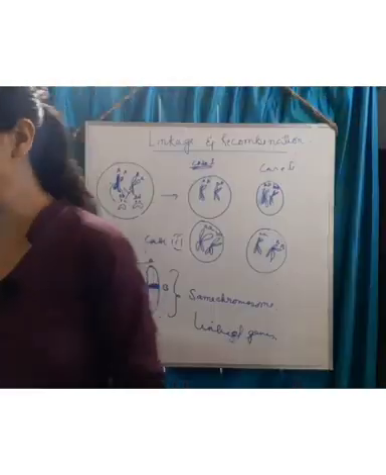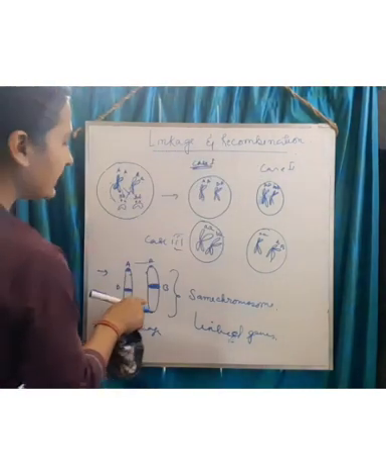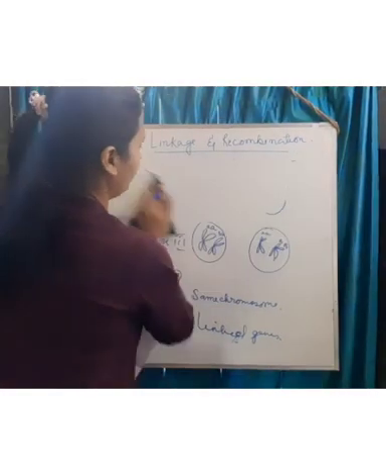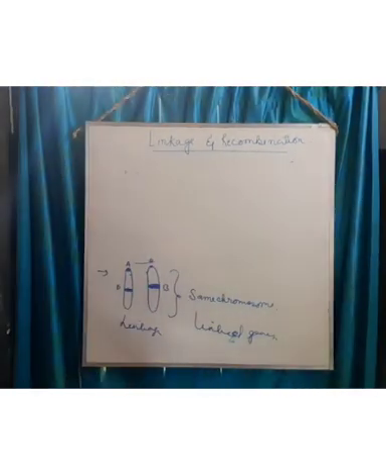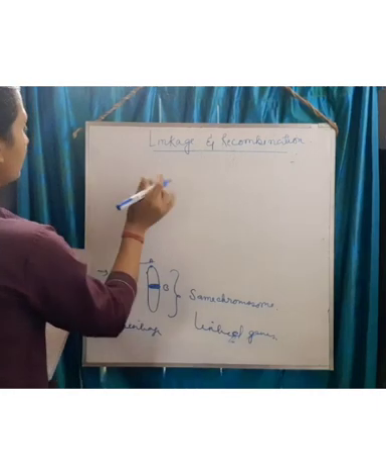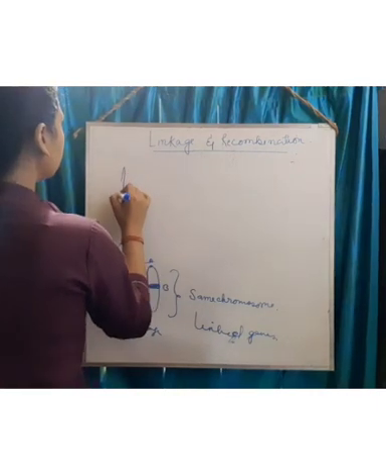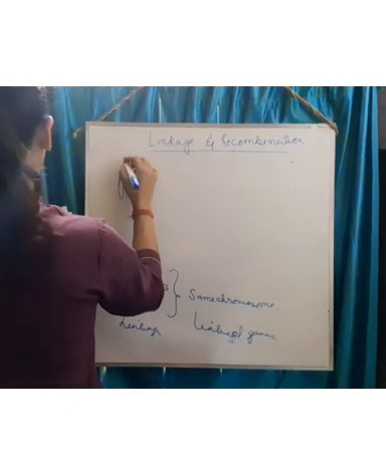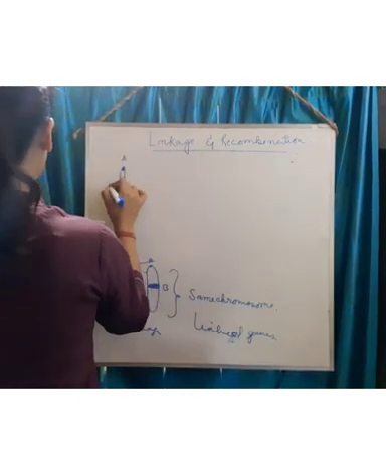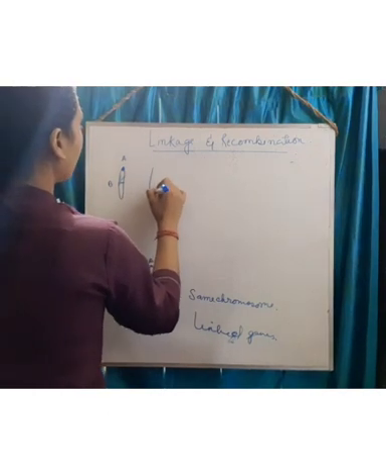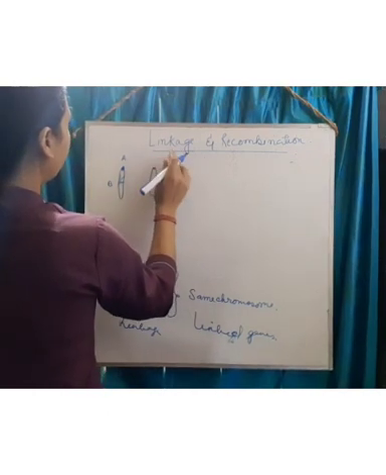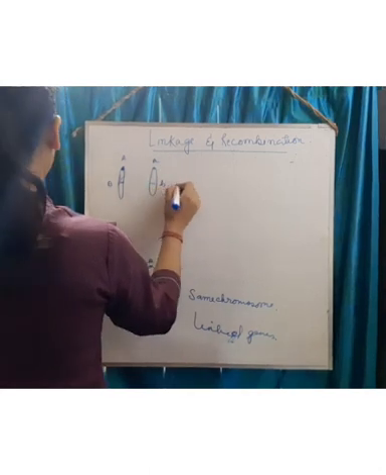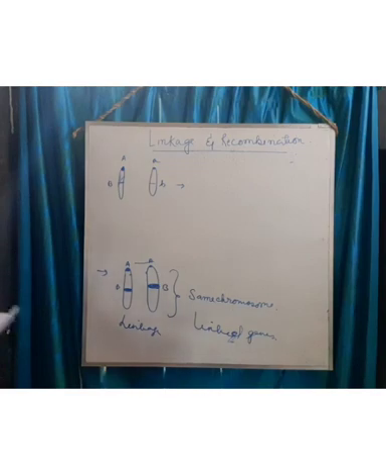Okay, then what happens? Now, the question is, how does this happen? So, what happens is, suppose there is a chromosome. This is dominant A, this is dominant B. Now, let us take another example with dominant and recessive characters. This is recessive.